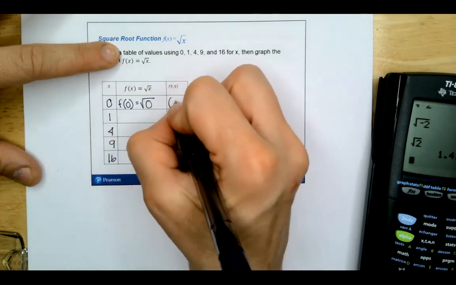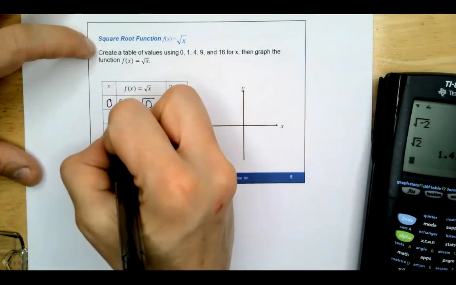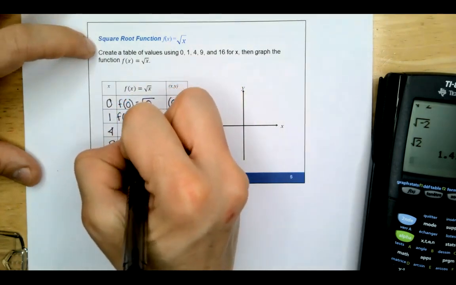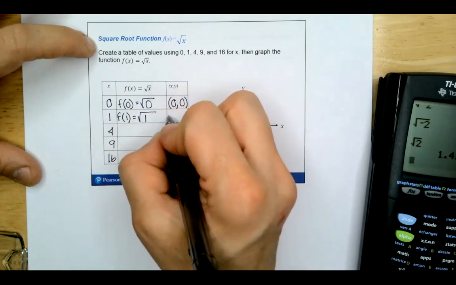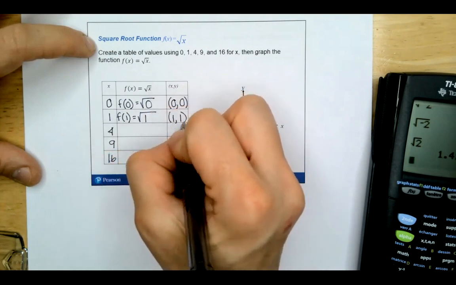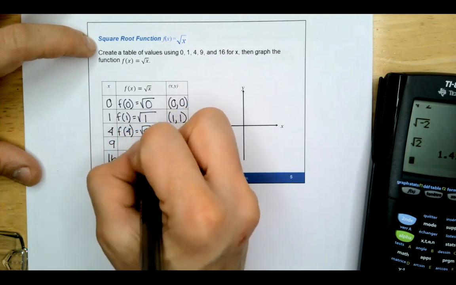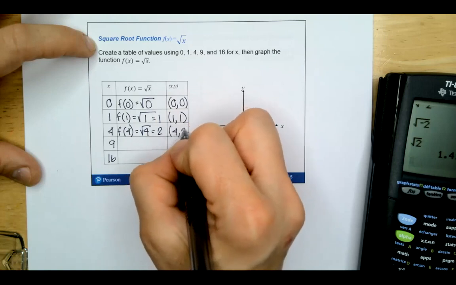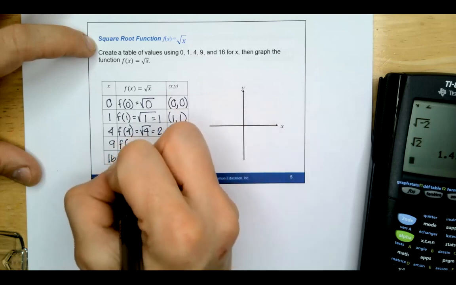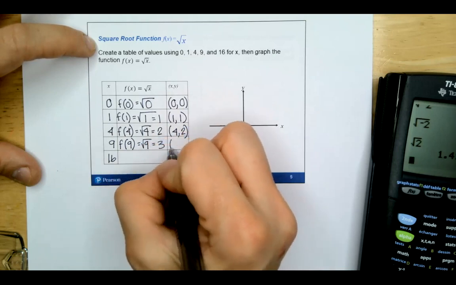The square root of 0 is 0. So that's going to be the point 0, 0. The square root of 1, so we just take the x and put it under the radical. The square root of 1 is 1. The square root of 4 is 2. The square root of 9 is 3.